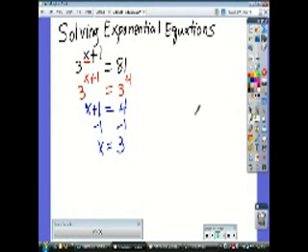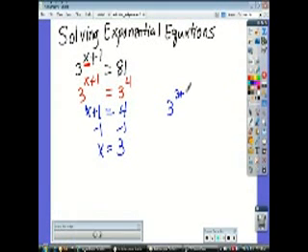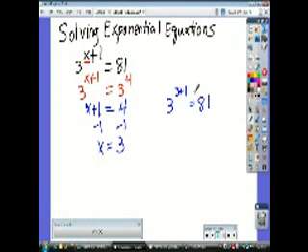Remember, you should always check your work, and we should be able to easily see that 3 raised to the 3 plus 1 should equal 81. We're asking ourselves if it is equal in fact. This becomes 3 to the 4th power, which is 81, and that works out.